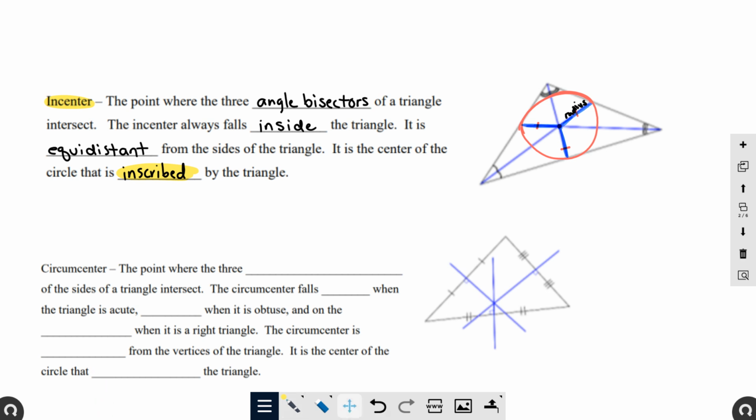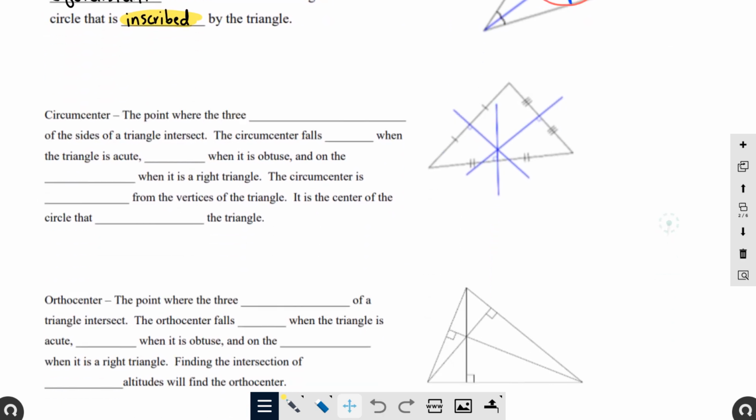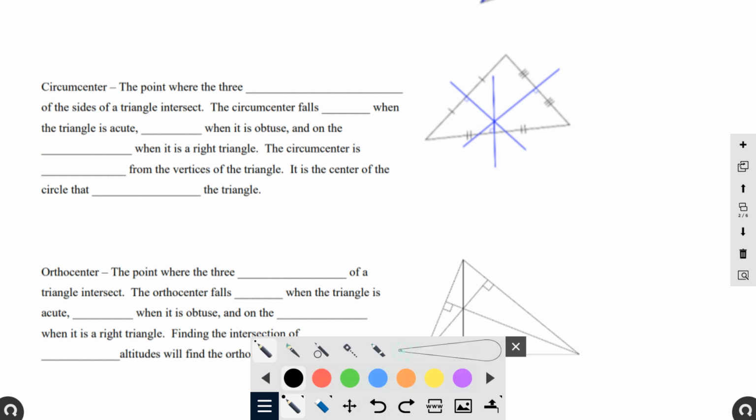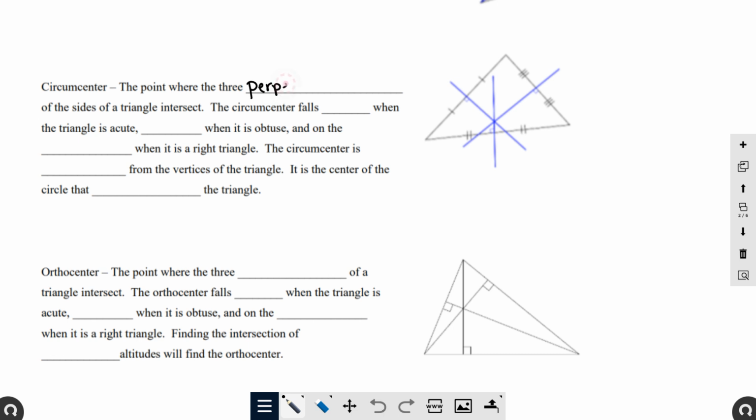All right, let's move to our next one, which is the circumcenter. What is the circumcenter made up of? Very good, perpendicular bisectors. Remember, a perpendicular makes a 90 degree angle and a bisector cuts things in half. And we see that on all three of those lines. Again, these are the only ones that do not have to be drawn from a vertex, so they can be drawn kind of anywhere. Now, the circumcenter falls in different places depending on what kind of triangle it is.